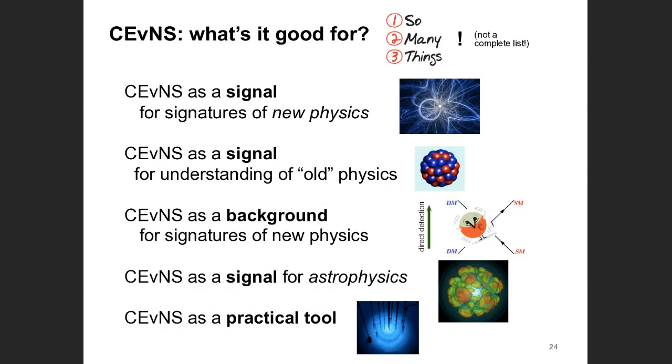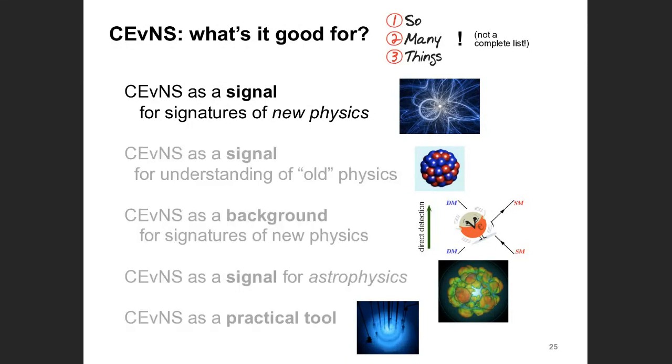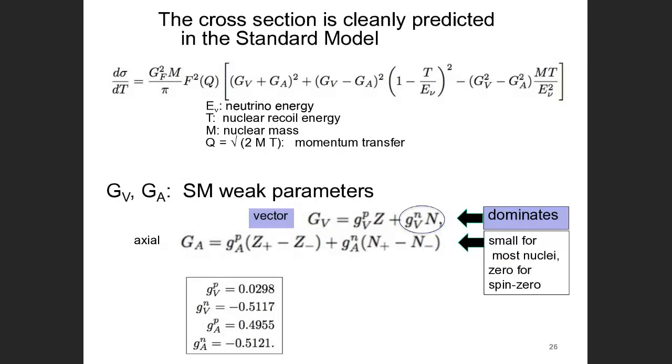Okay, so now let me talk about why we care. Why is it interesting to look for CEvNS? There's a long list. I could do several talks on this, but I will just make some highlights. First of all, CEvNS is a signal for signatures of new physics. The idea here is that it's a very cleanly predicted cross-section in the standard model. Unlike at high energies, where you have lots of nuclear effects, final state interactions, and all kinds of messy stuff happening in the nucleus after the interaction, that's not the case for CEvNS because you have a very simple interaction of an entire nucleus.